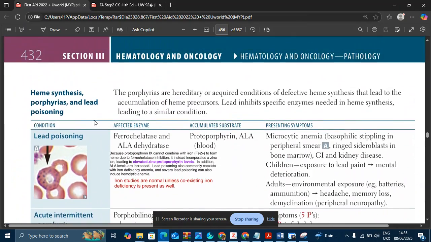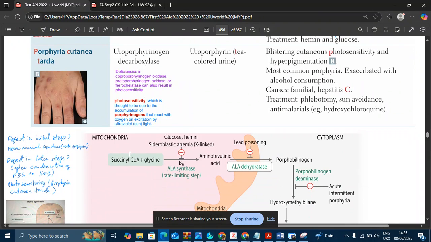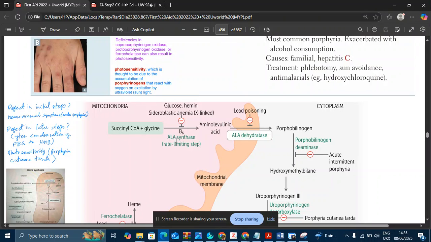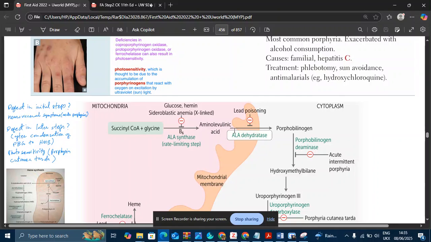Now we will talk about lead poisoning. Okay. So the two enzymes that are inhibited in lead poisoning are, first, ALA dehydratase, not ALA synthase. The ALA dehydratase is inhibited and ferrochelatase is inhibited. So when this enzyme ALA-D is inhibited in lead poisoning, when this enzyme is not functioning, aminolevulinic acid cannot be converted into porphobilinogen. So we will see elevated level of aminolevulinic acid, ALA.